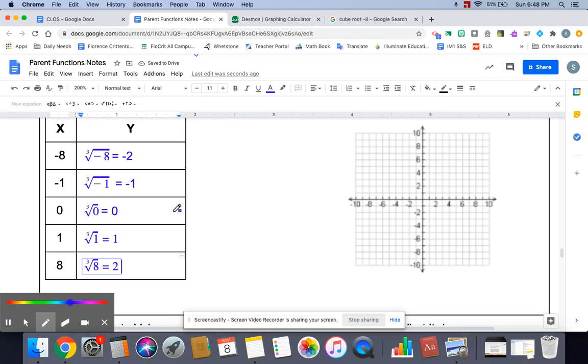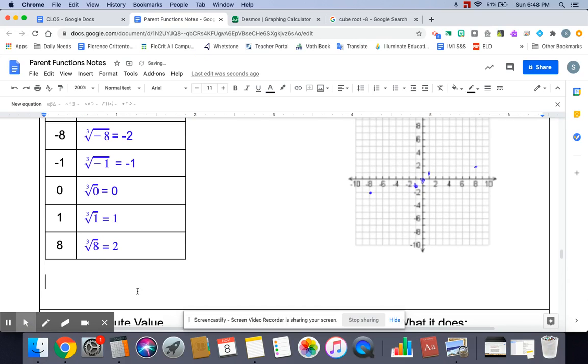So if I were to put all my points, this time it's x that's -8. So I go left 8, and then the y is -2, so I go down 2. Then there's a point at -1, -1, 0, 0, 1, 1. And then when x is 8, the y is 2.